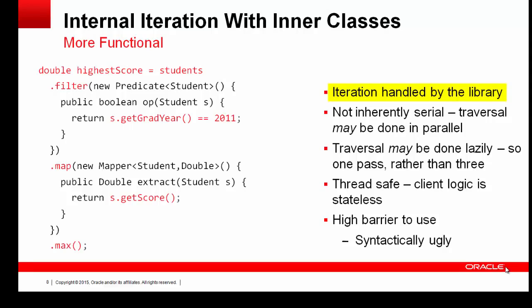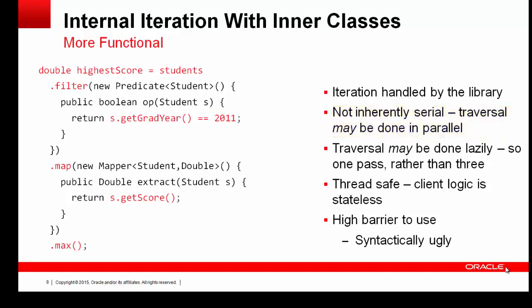That means that if the library code wants to do that in parallel, we haven't forced, by defining the filter and the map methods, an order of execution on that. So now we're not doing it inherently serially. We can do it in parallel if we want to.